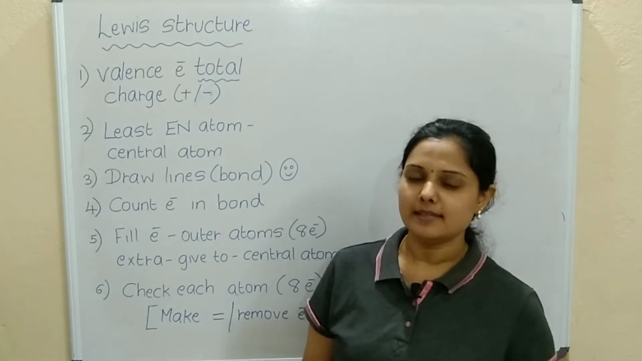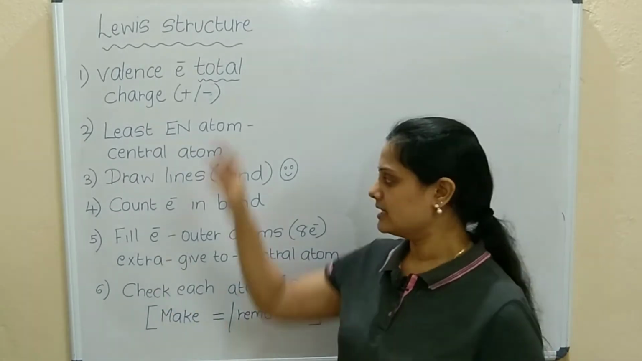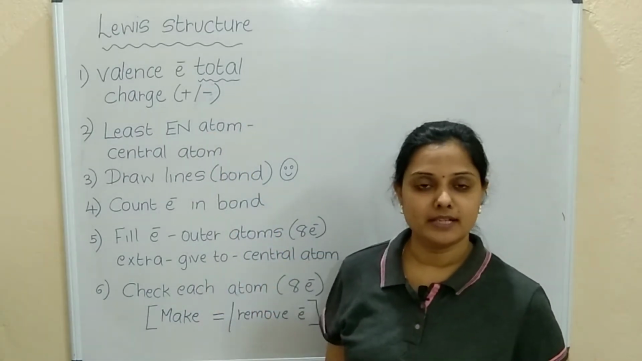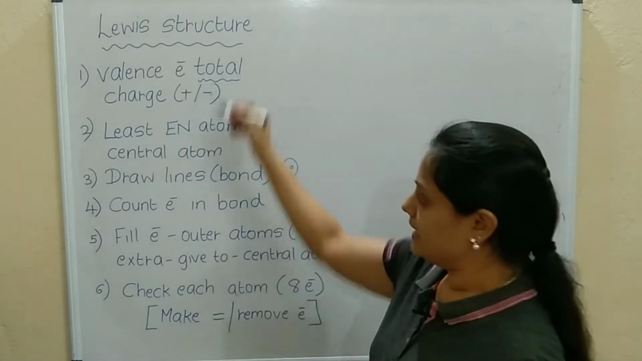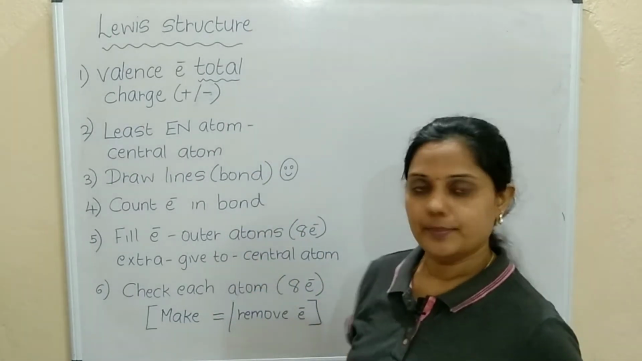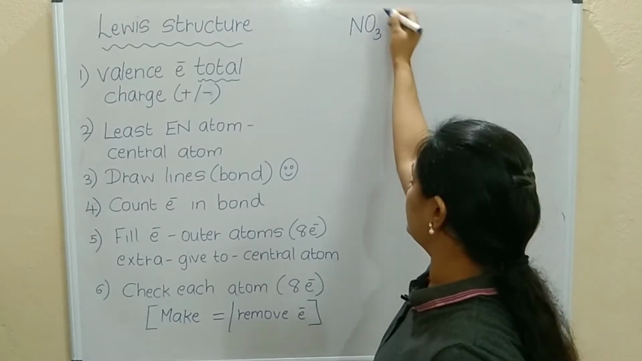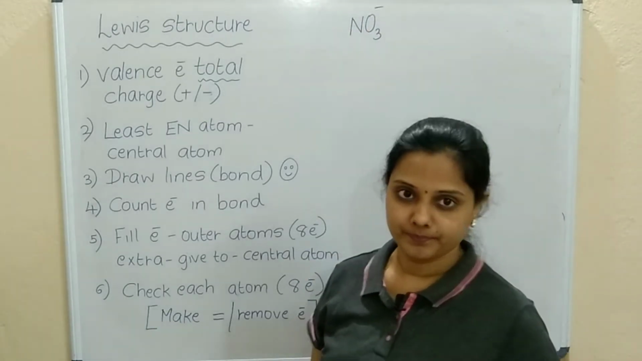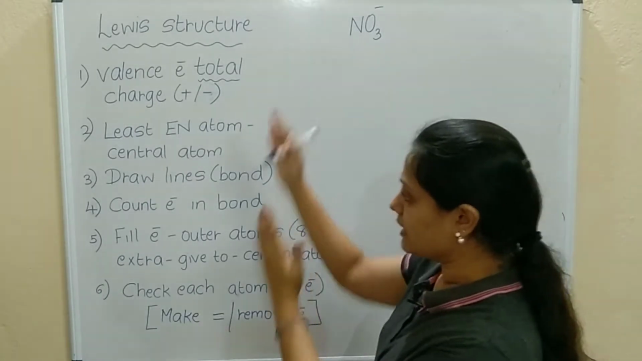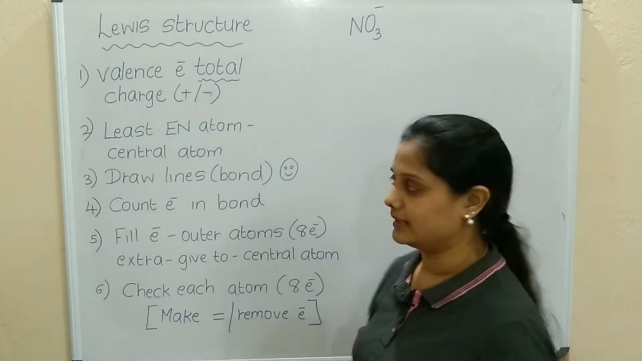Today we shall see a simple trick for how to draw the Lewis structure. So these are the simple steps I have written here. I'll give you one example: the nitrate ion, NO3 minus. We will follow these points and draw the Lewis structure for nitrate.